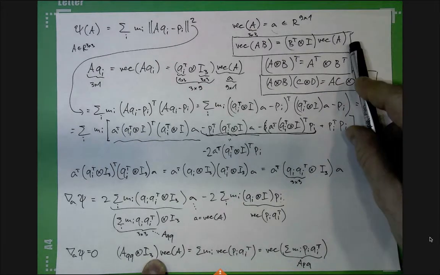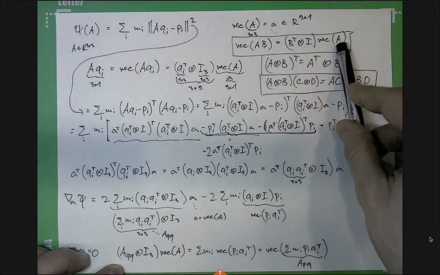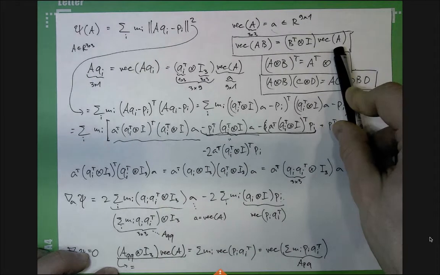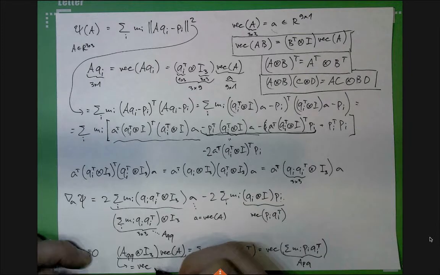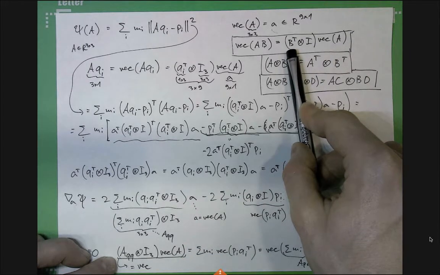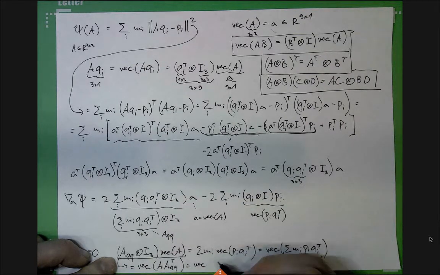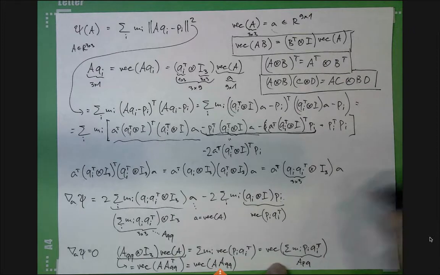Here I think I need to apply this property again. Right. So here I have to apply this again. So this left hand side is equivalent to what? So this is a vec of what? So the B gets transposed. So this is A AQQ transposed. But the transpose doesn't matter because AQQ is a symmetric matrix, so that's the same thing as A AQQ, right?